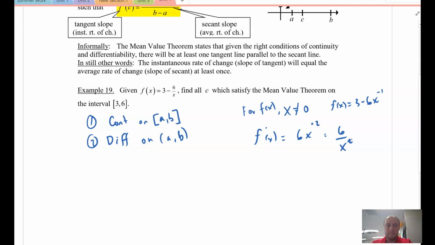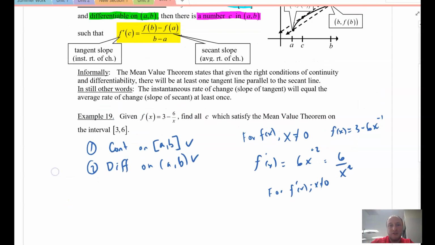I know that it's not continuous at 0, and there's also a non-differentiability point of our derivative at x equals 0, right? Our denominator cannot be 0. So for f prime of x, x cannot be 0. Okay, so condition 2 is satisfied.